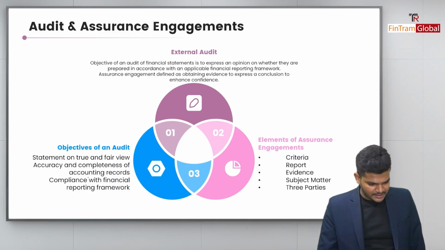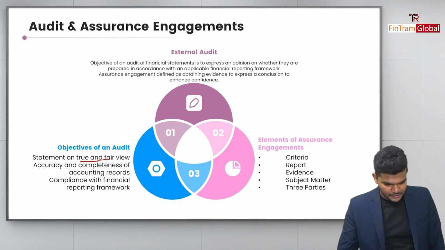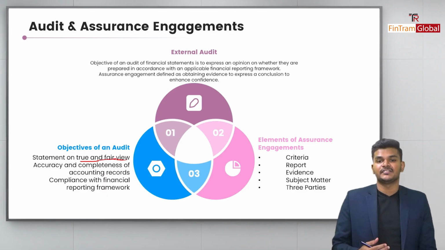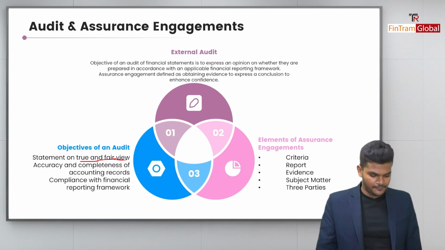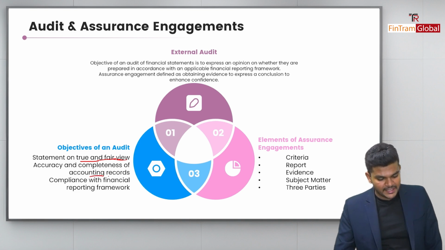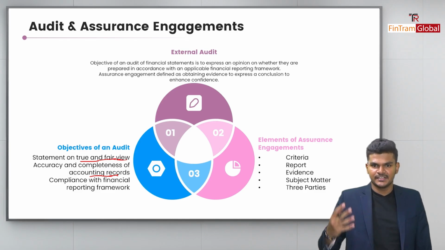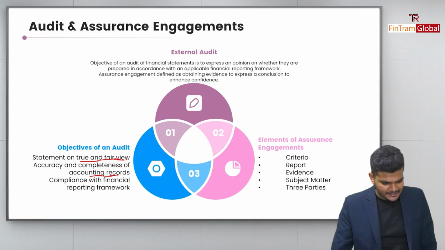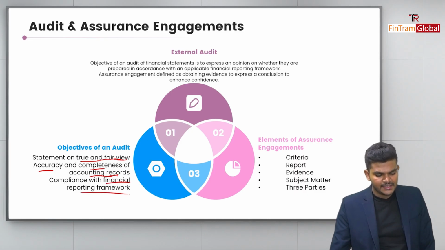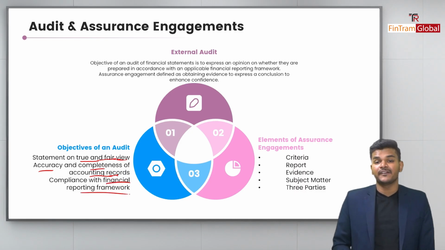First of all, as I mentioned earlier, it is to provide an opinion on the financial statements that it provides a true and fair view. And then we also look at the accounting records, right, which is basically the journals, ledgers, and everything. And we ensure that they're accurate and complete, right? And then we also ensure that they comply with the financial reporting framework as well.